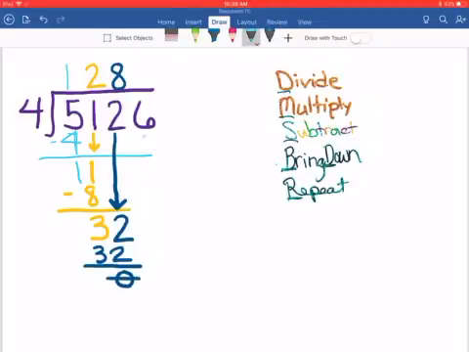And last but not least, I need to bring down my 6. 6 divided by 4 is only 1. Minus 4 gives me 2. 1,281 with a remainder of 2. If you got this, it looks like you're on the right track. Keep going. If you didn't, you need to figure out why.